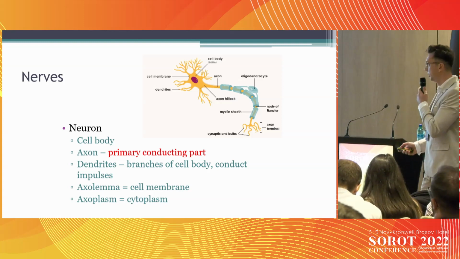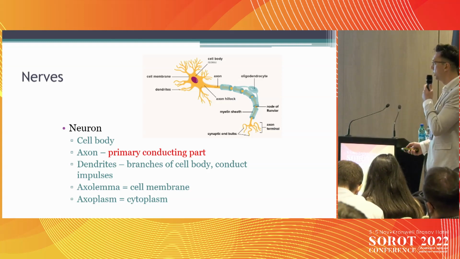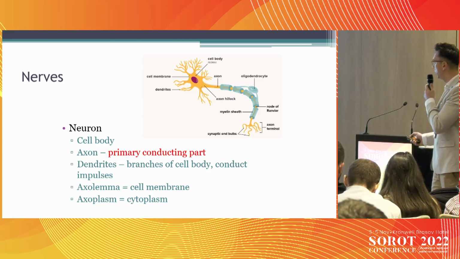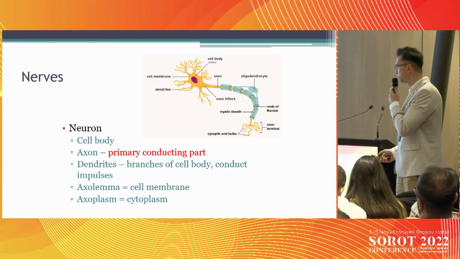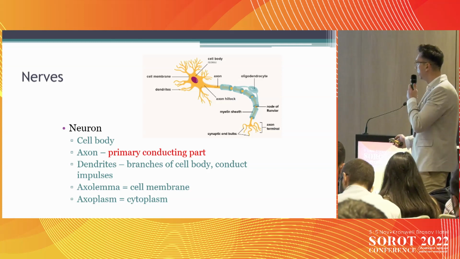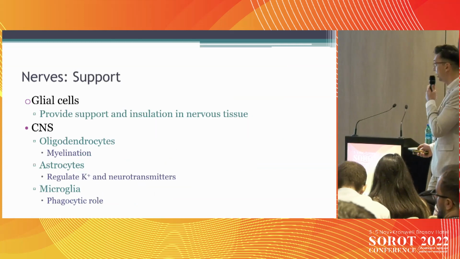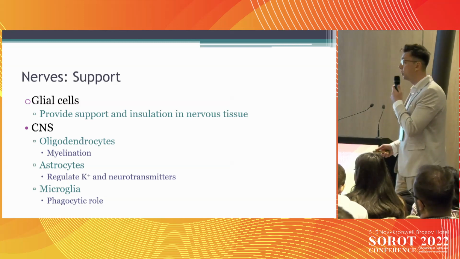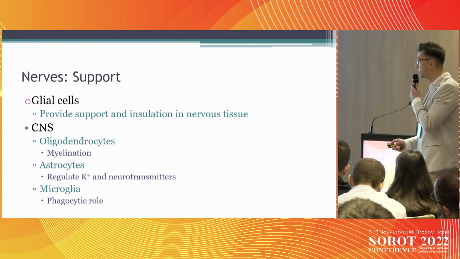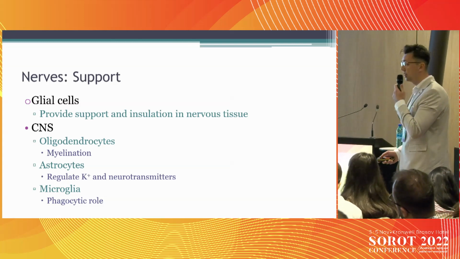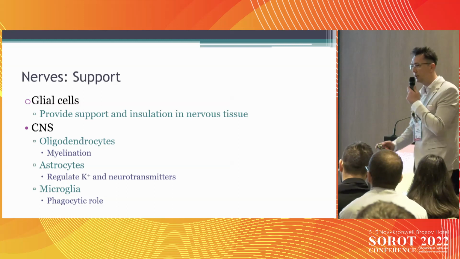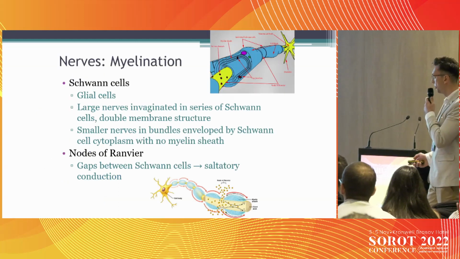Nerves are built by the neurons. Neuron contains the cell body, short terminus called dendrite and long terminus called axon. Axon is surrounded by the glia cells. So glia cells provide support and insulation to the nervous system. In the central nervous system we have oligodendrocytes, astrocytes, and microglia cells. Oligodendrocytes provide myelin sheath over the axon.